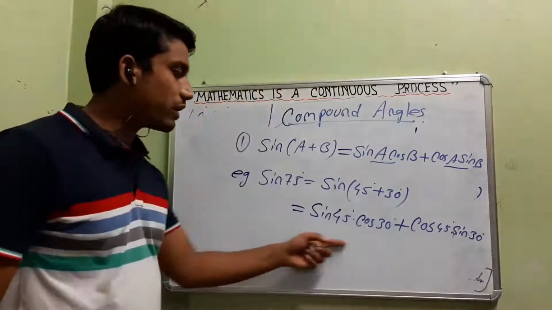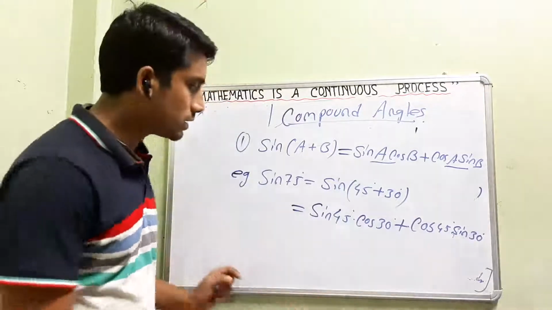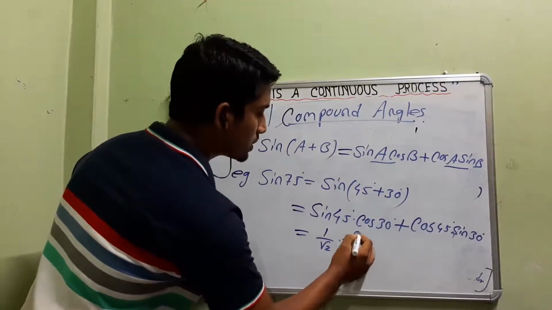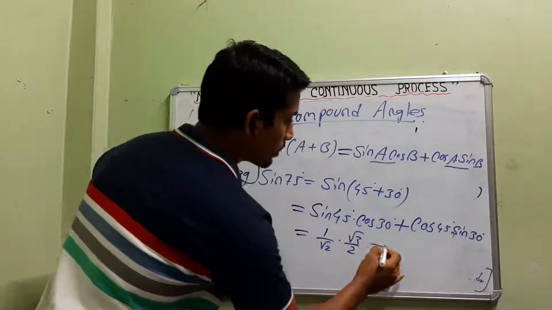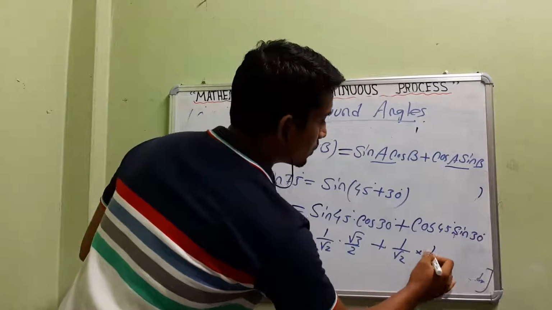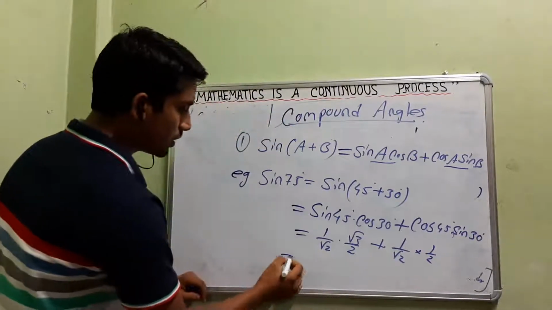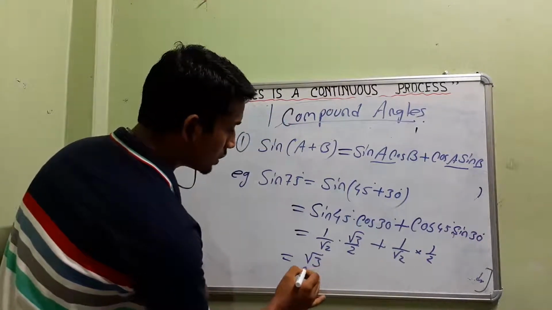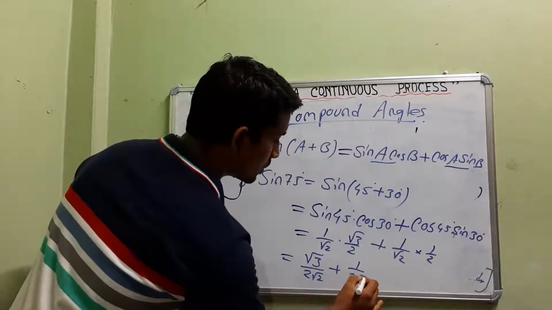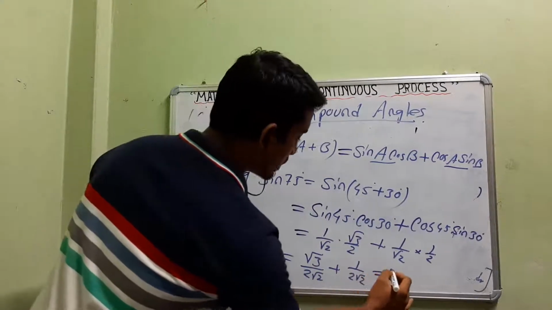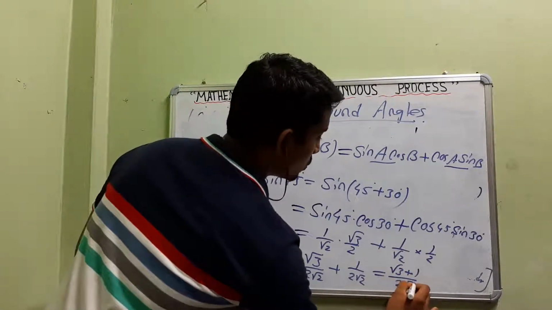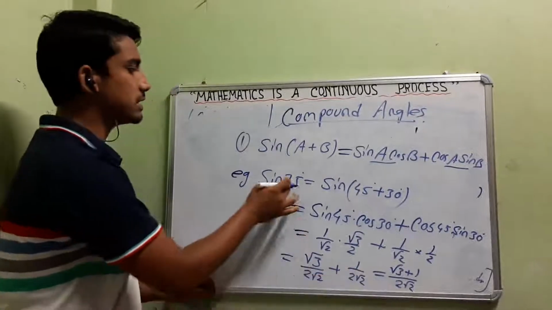So now you know these values, isn't it? Sin 45 is 1 by root 2, into cos 30 which is root 3 by 2, plus cos 45 again 1 by root 2, sin 30 is 1 by 2. So it gives root 3 by 2 root 2 plus 1 by 2 root 2. Now if you take the LCM, it is root 3 plus 1 by 2 root 2. That is the value of sin 75 degree.